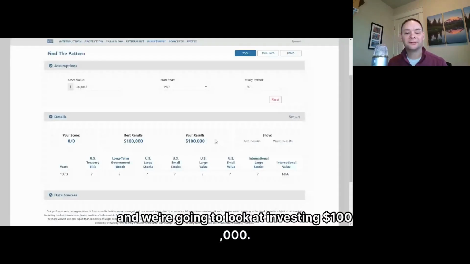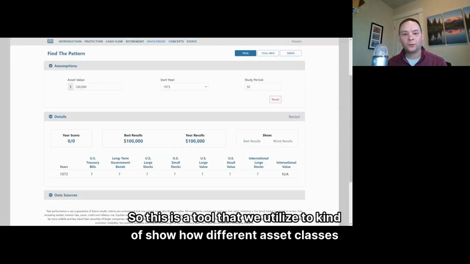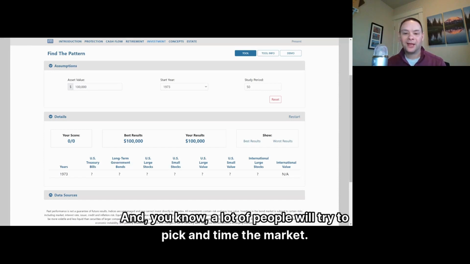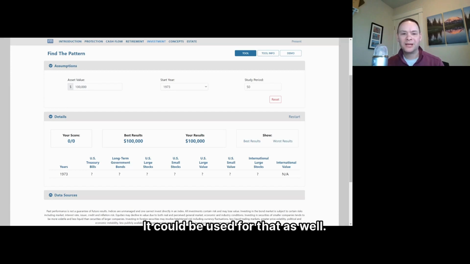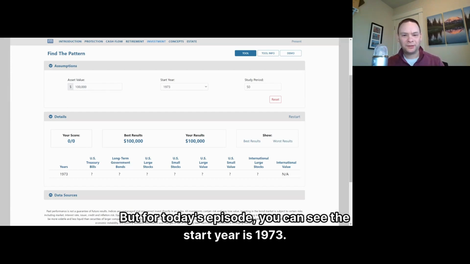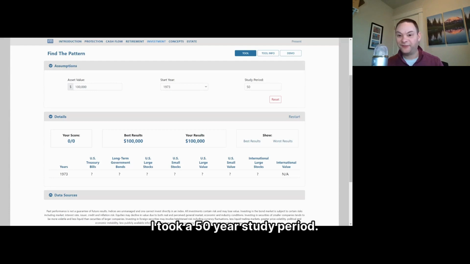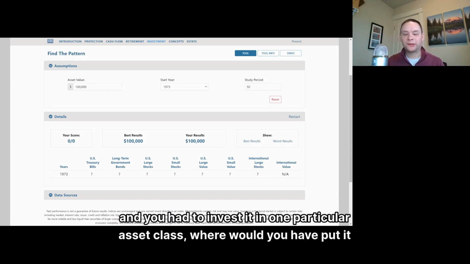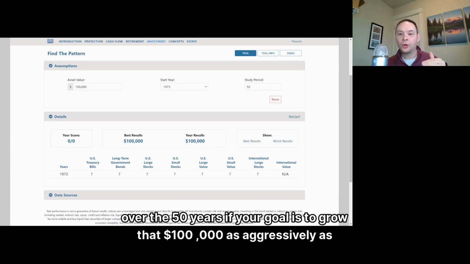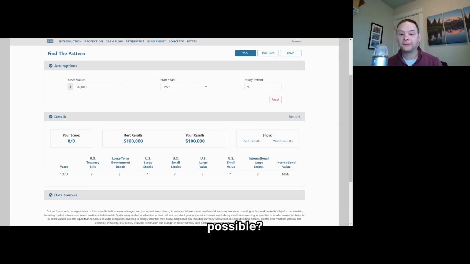investing $100,000. This is a tool that we utilize to show how different asset classes perform. A lot of people will try to pick and time the market, and it could be used for that as well. But for today's episode, you can see the start year is 1973. I took a 50-year study period. If you had $100,000 and had invested in one particular asset class, where would you have put it over the 50 years if your goal is to grow that $100,000 as aggressively as possible?